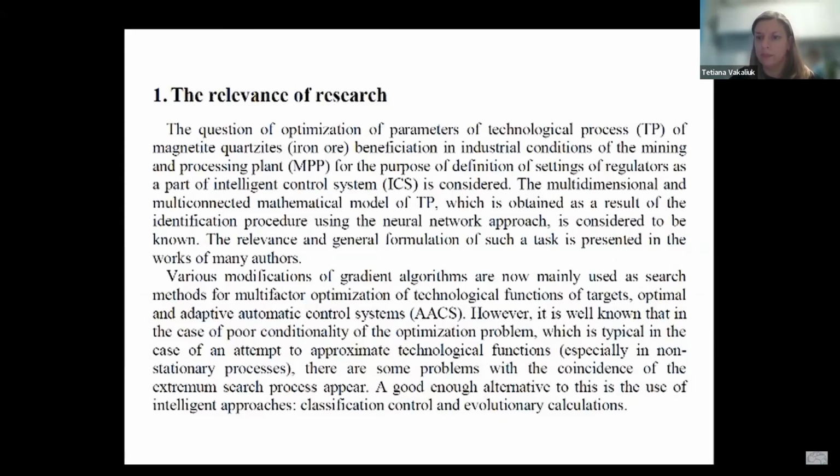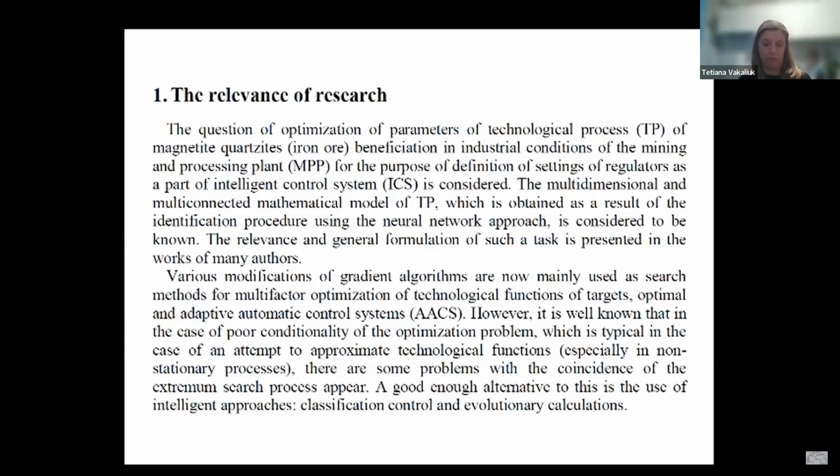The relevance and general formulation of such a task is presented in the works of many authors. Various modifications of gradient algorithms are now mainly used as search methods for multi-factor optimization of technological functions of targets, optimal and adaptive automatic control systems, ACS. However, it is well known that in the case of poor conditionality of the optimization problem, which is typical when trying to approximate technological functions, especially in non-stationary processes, problems with the convergence of the extremum search process appear.